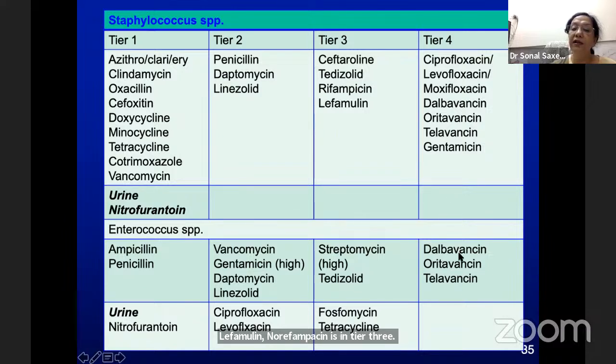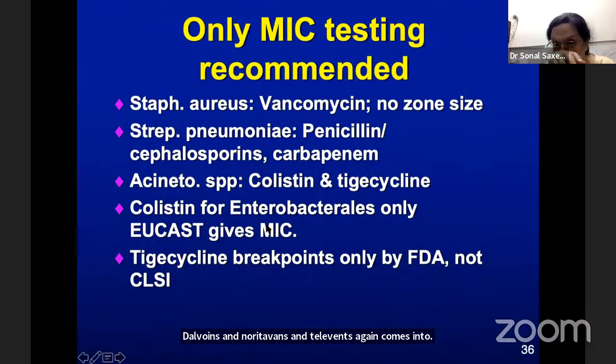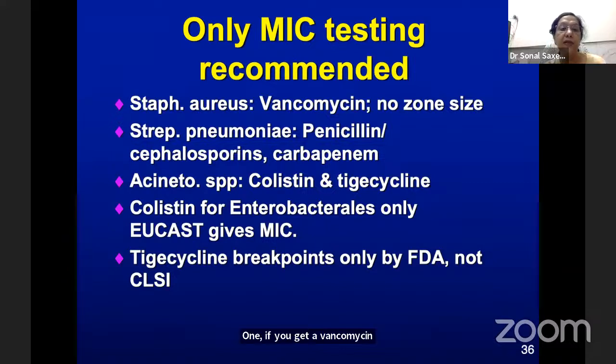Dalbavancin or oritavancin, telavancin again come into tier 4. Many of these are not yet even available in India. So MIC testing only is recommended for which organisms? One, if you get a vancomycin screen positive, then you have to confirm with MIC because there is no zone size, which is, as I said, a heavy molecule.